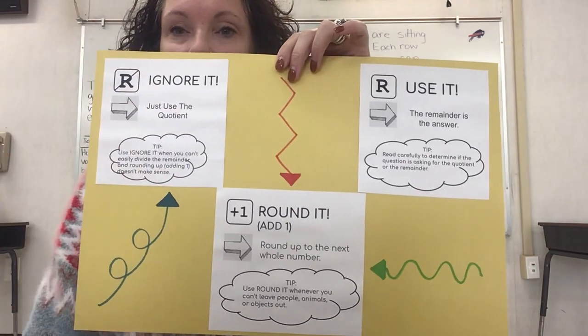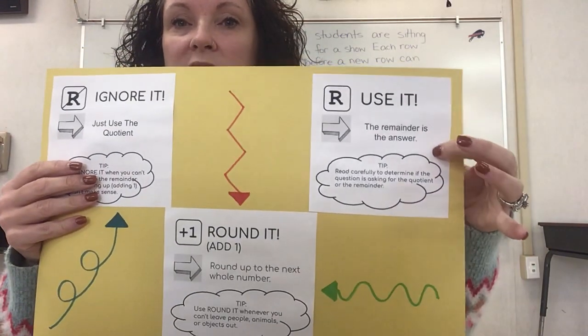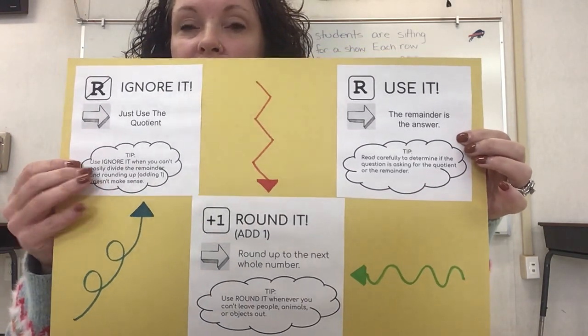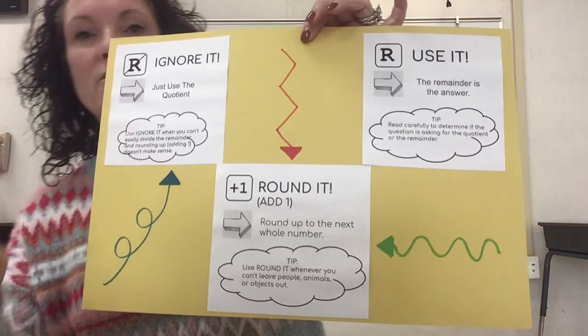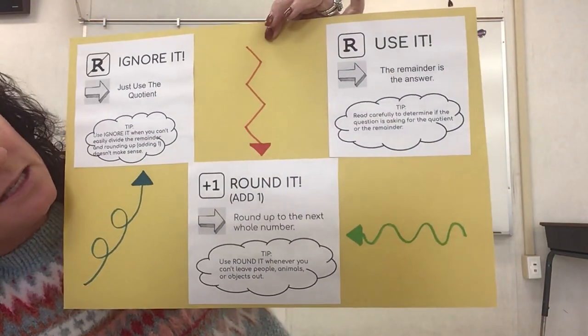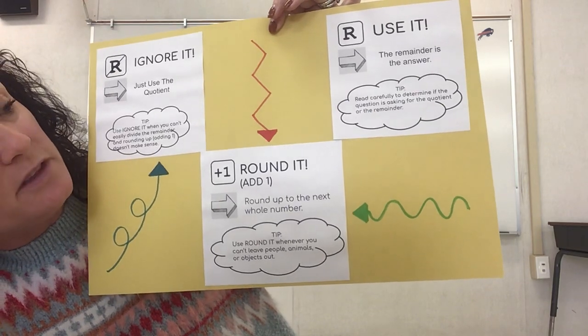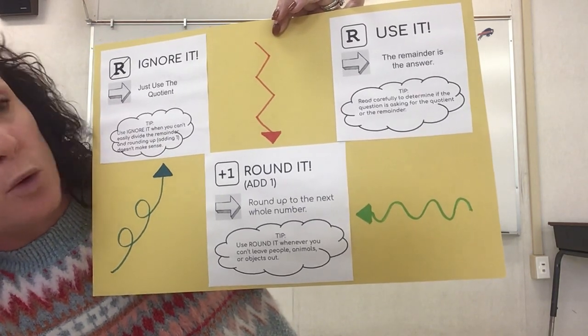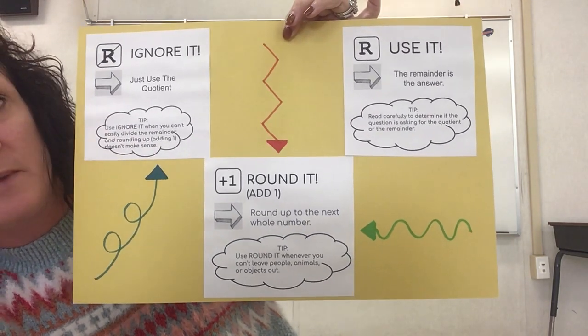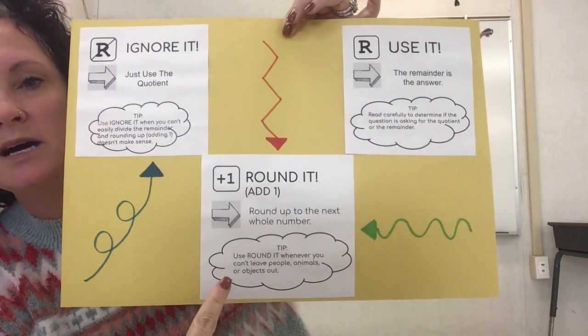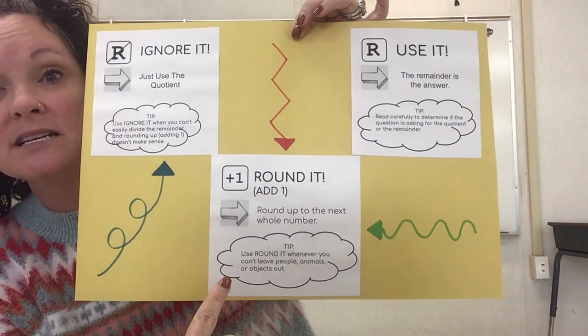Okay, now the use it. That's when just the remainder is your answer, okay? So for example, the pro tip is read carefully to determine if the question is asking for the quotient or the remainder. And then we have one last scenario, round it.